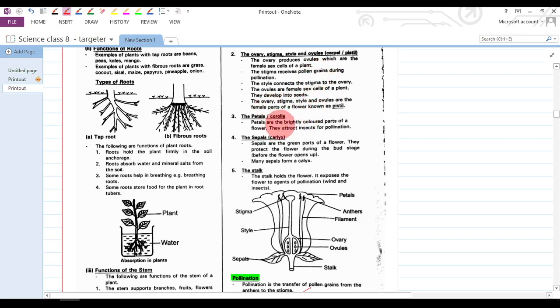We have the petals of the corolla. Now, these are the petals. Petals are brightly colored parts of the flower. They attract insects for pollination.